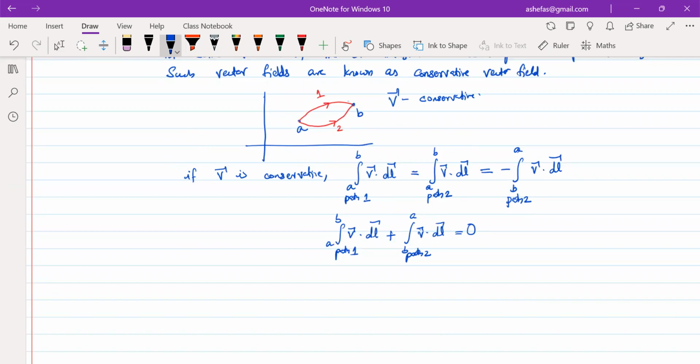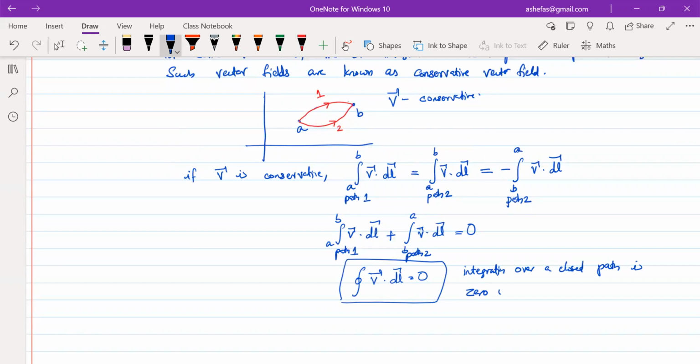So what does that mean? If you are integrating from A to B, and then from B to A, you will get 0, which is actually a closed integration. So the closed integral of V dot dl equals 0. Closed integration means the integration over a closed path. So the integration over a closed path is 0 only when V is conservative. Okay, so that is what is meant by a conservative vector field.